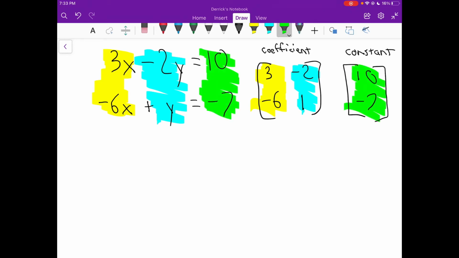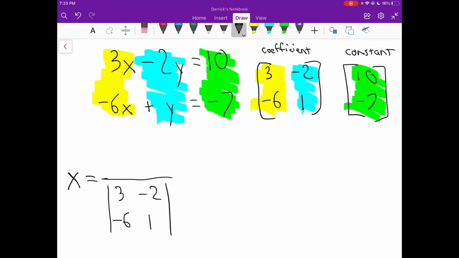Okay? So I like to start solving for x. So I'll start by building my two matrices for x. Remember that the denominator is literally just your coefficient matrix, not written any different, no changes. So we'd have 3, -2, -6, 1. That's all you gotta do.